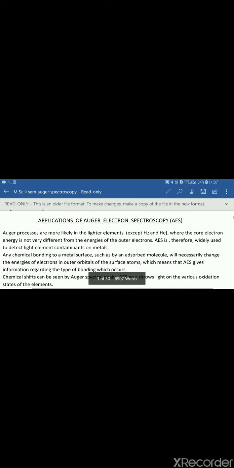Auger processes are more likely in the lighter elements except hydrogen and helium, where the core electron energy is not very different from the energies of the outer electrons. AES is therefore widely used to detect light element contaminants on metals.